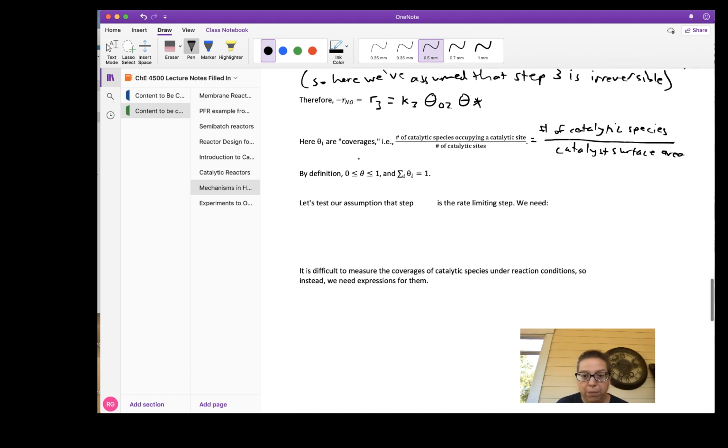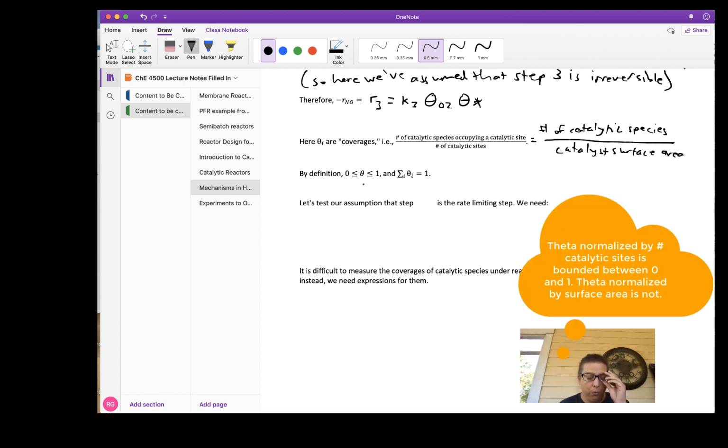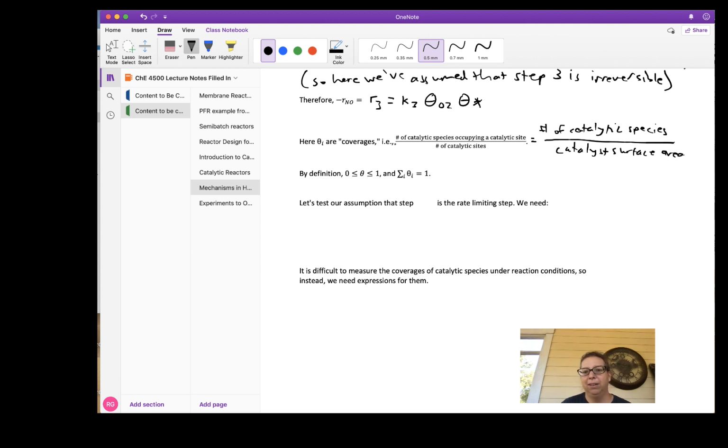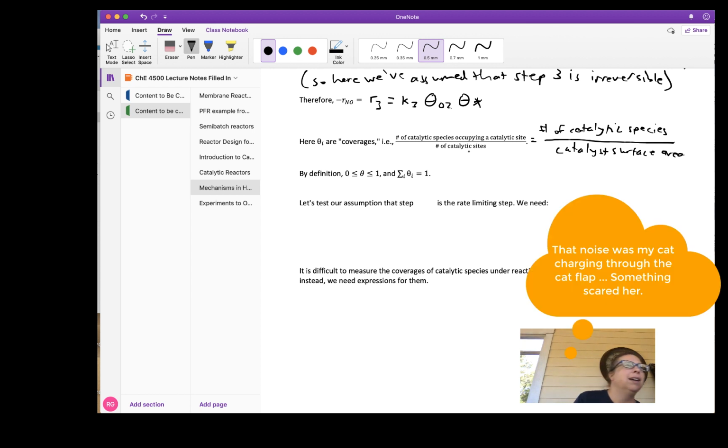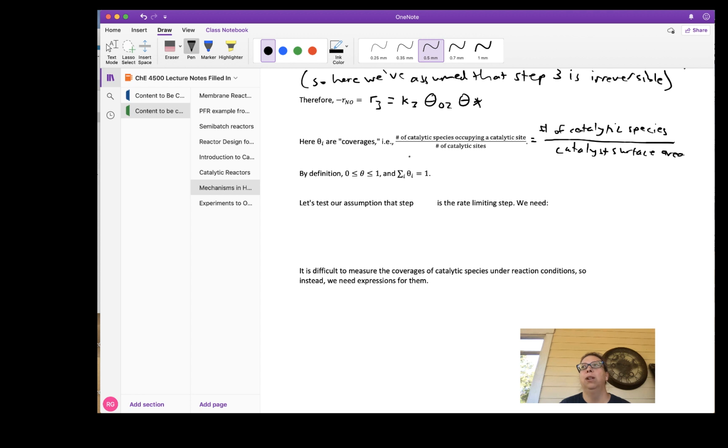Okay, so going back to these thetas, by definition, theta is bounded between 0 and 1. In the case of 0, that means you have 0 molecules adsorbed to your catalyst. In the case of 1, that means that you have 1 molecule occupying every single surface site. The surface is entirely full. The coverage is equal to 1.